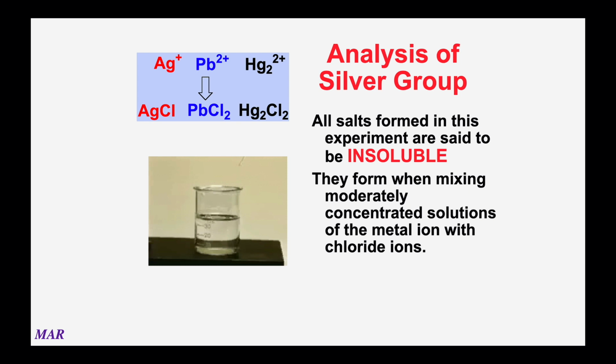The silver, lead 2+, and mercury 2,2+ ions, those three ions together are called the silver group, and they have very similar reactivity. That's why they're called that.